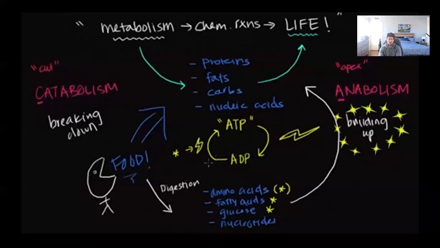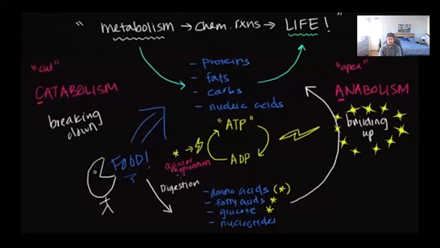And just to throw in another vocabulary word that you'll probably see, this process of taking these fuels, which I've indicated with this asterisk, and breaking them down into usable energy is a process that's referred to as cellular respiration. And recall that because cellular respiration involves breaking down things even further, it's also a catabolic process. So it falls under this category of catabolism.